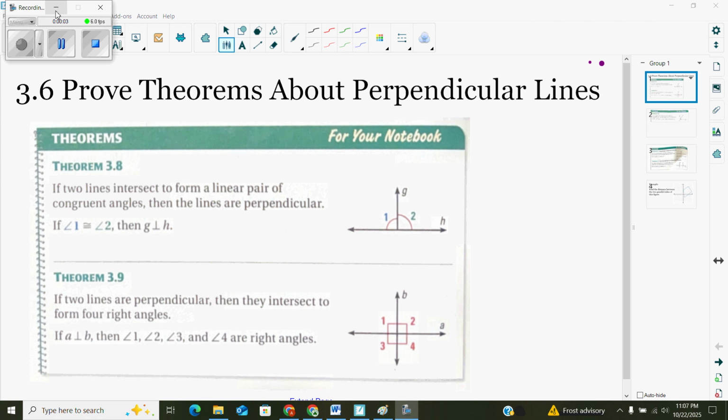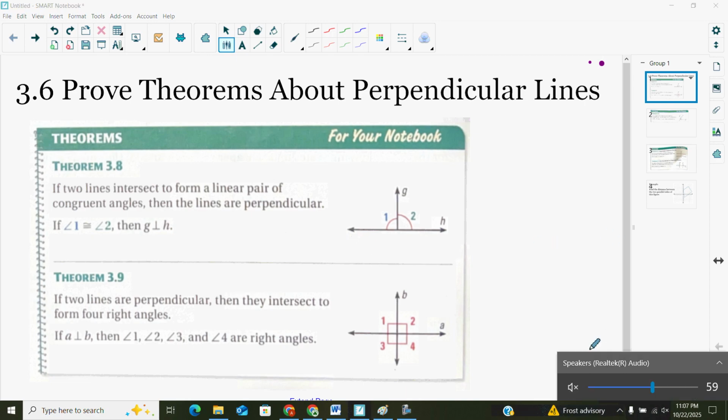Section 3.6 in our textbooks is titled Proof Theorems About Perpendicular Lines. And we've got all kinds of theorems here, 5 of them total, that we're going to talk through. Most of them are kind of common sense. They should hopefully all make sense. I do want to make sure we talk through them. And then there's just one example we're going to look at today. So generally a relatively shorter section here.